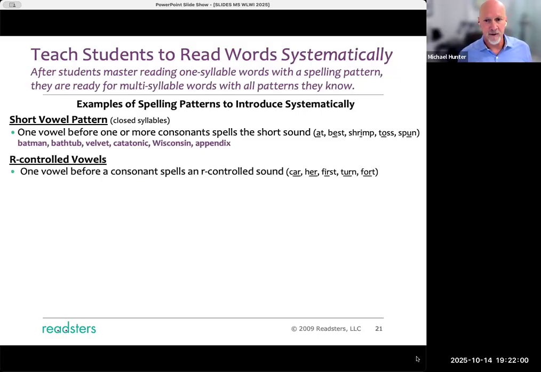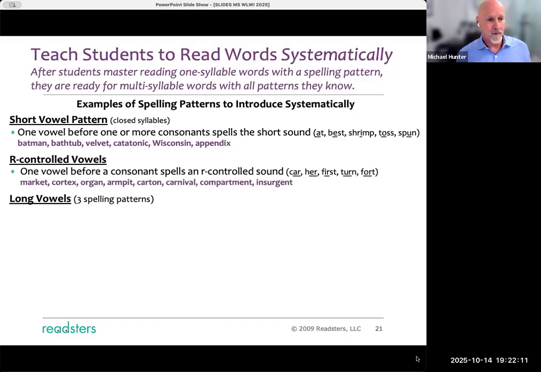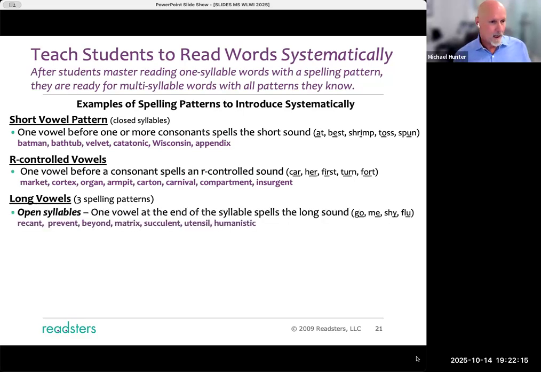We just like it because it's fairly simple. It looks like a CVC pattern. It's just the R changes the vowel sound. And we can get a lot more multisyllable words in quickly that way. Then typically long vowels will come next, that open syllable. And then the silent E pattern.